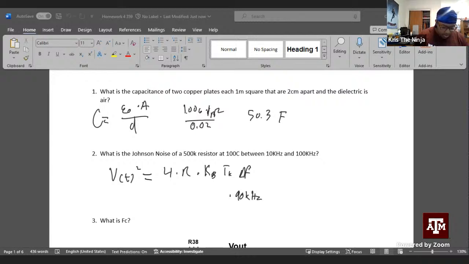The resistor is 500 kilo ohms, and then you multiply that by 4. Right? Yes, okay. So, Boltzmann's constant. What is Boltzmann's constant?